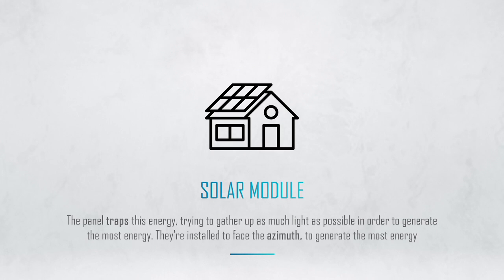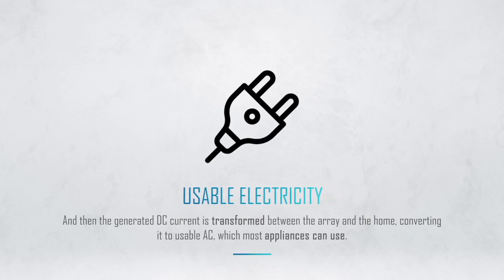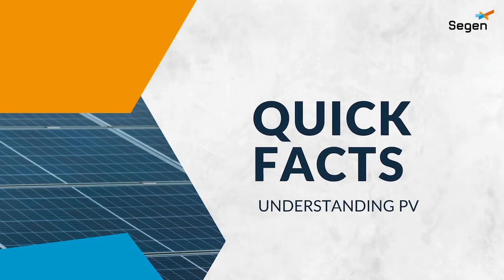We have to trap this energy using a solar panel, which acts a bit like a sponge for the sunlight, in order to generate as much energy as possible. But in doing so, we only end up with DC or direct current. We need to get this to AC, which is where the inverters come in, allowing us to convert electricity into something that most appliances in our homes or businesses can use.